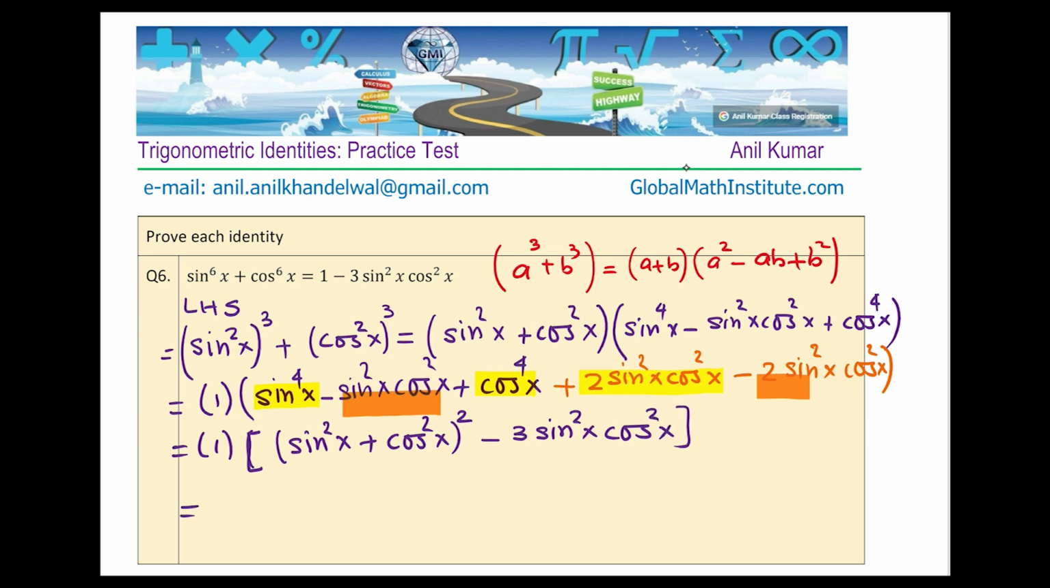Correct? And therefore, we can now write this as 1 minus 3 sin²x cos²x, which is the right hand side as required. So that is how you can prove this identity. So I hope the steps are absolutely clear. Very good example from test point of view.